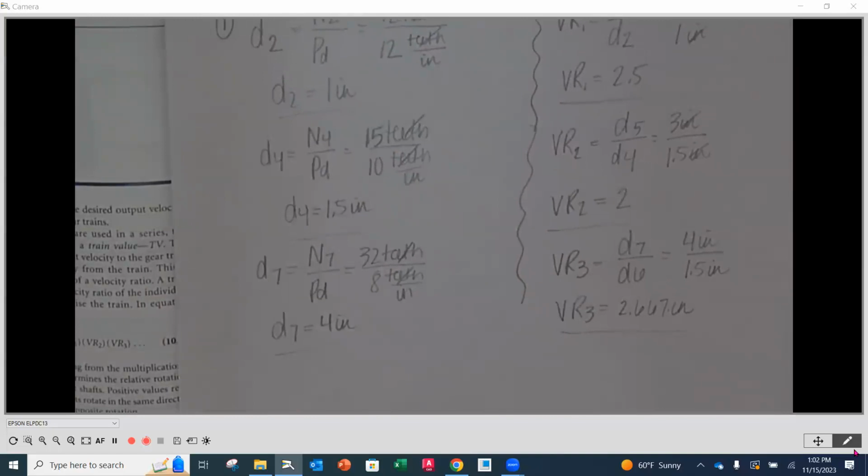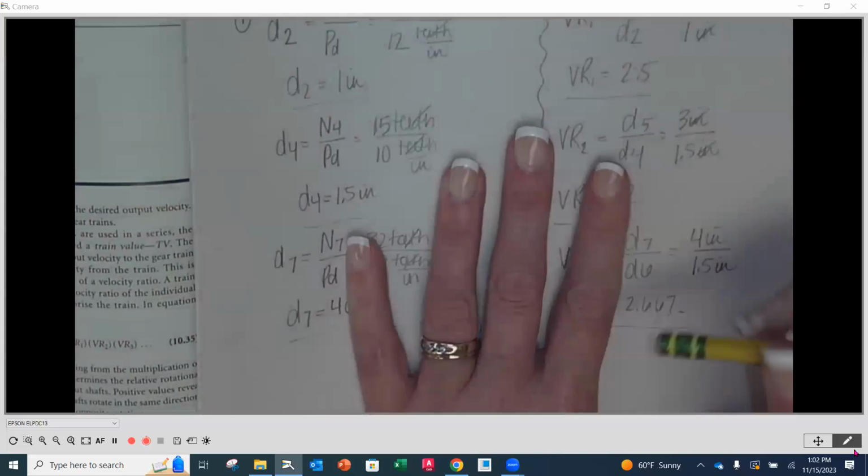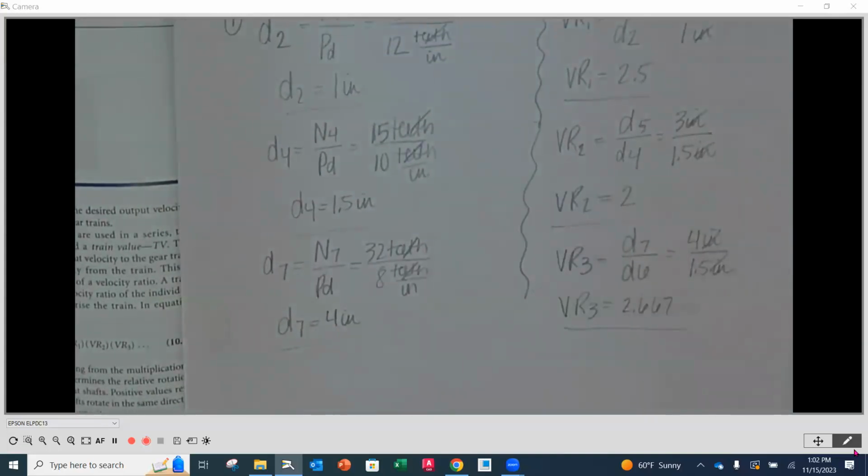Okay. So velocity ratio number 3 should be 2.667, right? Oh, no, inches, cancel. Sorry, they cancel out. I was in pitch diameter mode. So it's a ratio, the units cancel out, okay? So now what we need to do to get closer to figuring out what the rotational speed of 7 is, we need to know what is the total train value from our input to our output, okay?